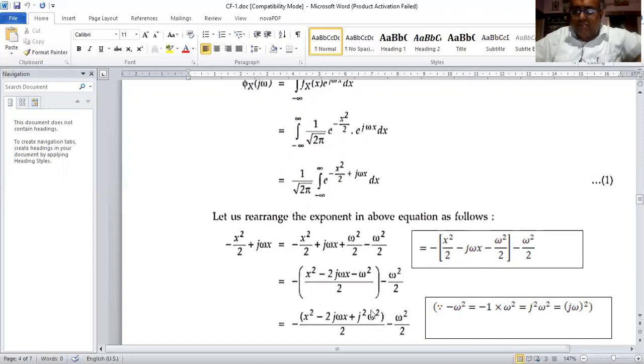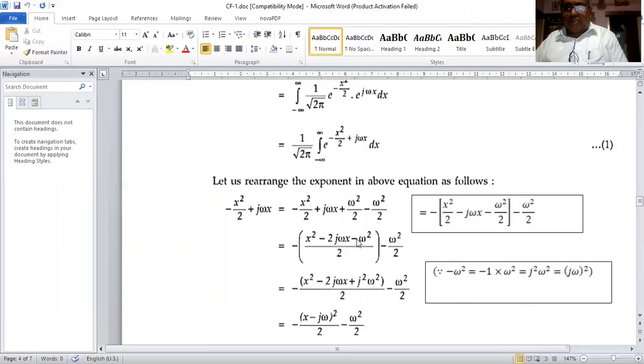Now 2 is the LCM. Now take 2 as the LCM and simplify within the brackets. I mean, take 2 as the LCM and simplify the terms within the small brackets. So 2 is the LCM. So I get x squared minus 2j omega x minus omega squared, all divided by 2, preceded by minus sign, and of course minus omega squared by 2. This minus omega squared by 2 I am keeping as it is.